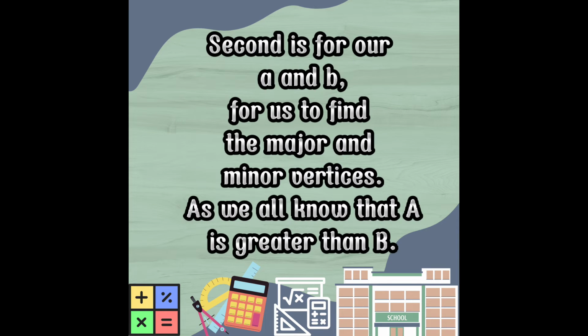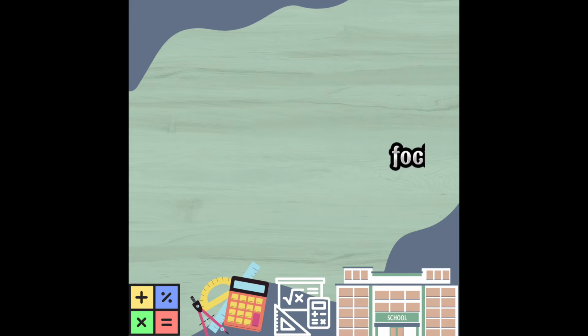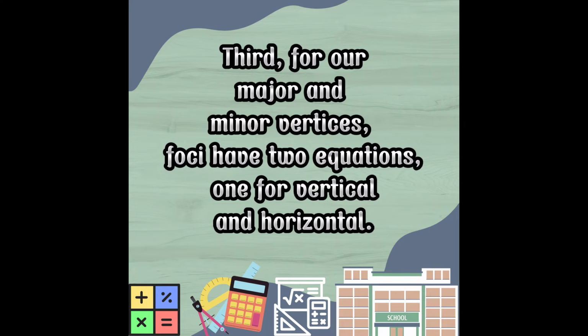Second is for our a and b, for us to find the major and minor vertices. As we all know, a is greater than b. So our a squared is 25, which means a is 5, and b squared is 16, which means b is 4. Third, for our major and minor vertices and foci, we have two equations, one for vertical and one for horizontal.